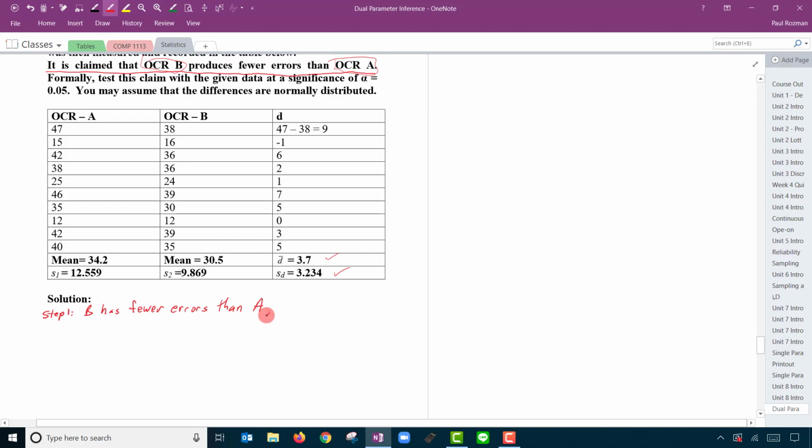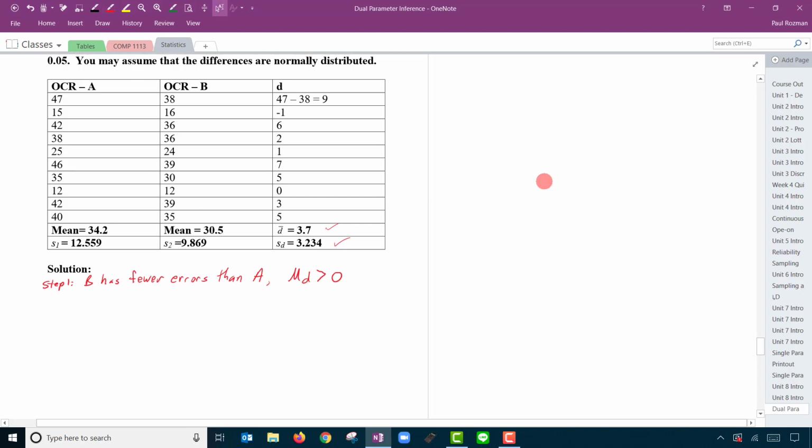So the mean difference, if I'm subtracting in the order of A minus B, would be that if B has fewer errors than A, then this would end up being greater than 0. We're claiming B is better than A, which means that the mean difference is claimed to be greater than 0. And it doesn't say fewer than or equal to, it just says fewer, and that's why I used greater than.